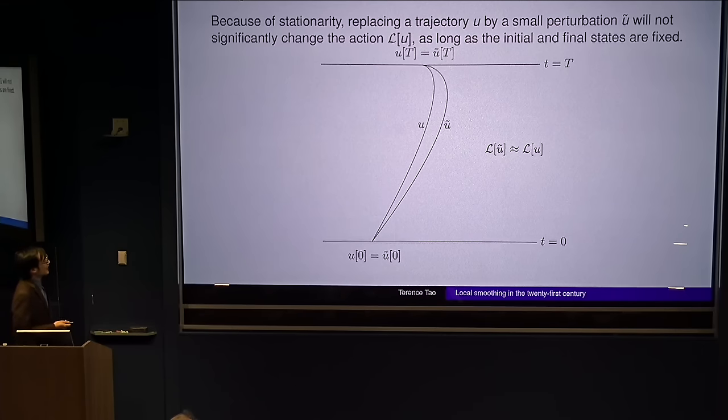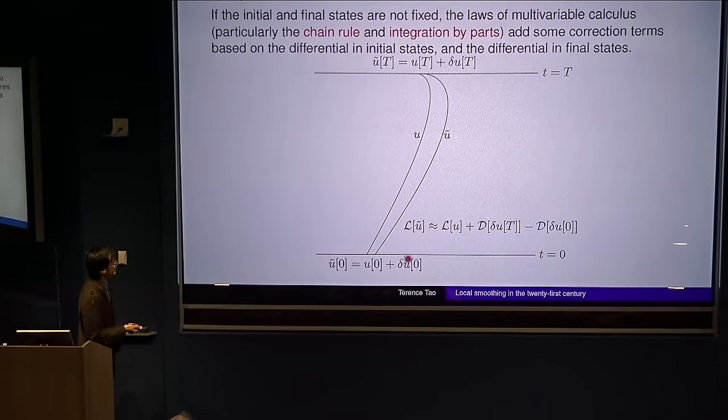All right, so that's the principle of least action, but it only works if you fix both the starting point and the final point. If you don't fix the starting point and the final point, so that you have a competing state which is slightly perturbed initially from your initial state by some perturbation, and also perturbed at the final time, then the Lagrangian of your perturbed solution is no longer as close to the Lagrangian of your initial solution. There'll be correction terms coming from the perturbation of the initial state and the perturbation of the final state.